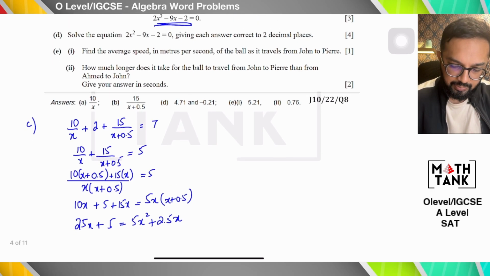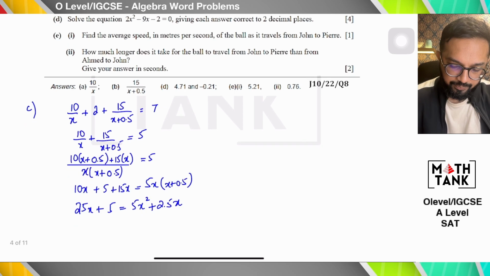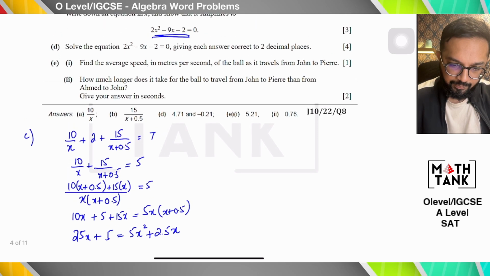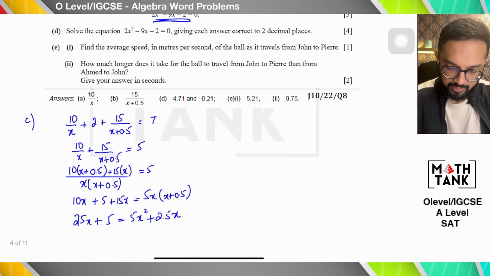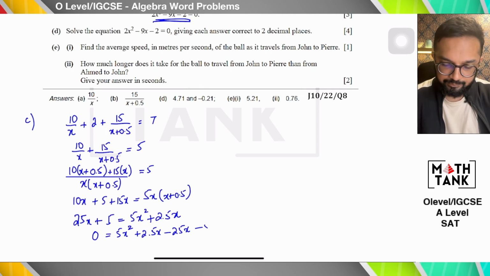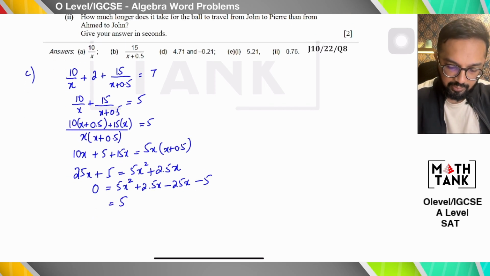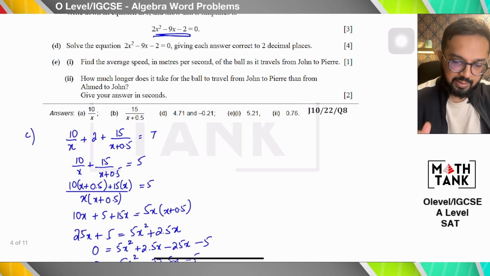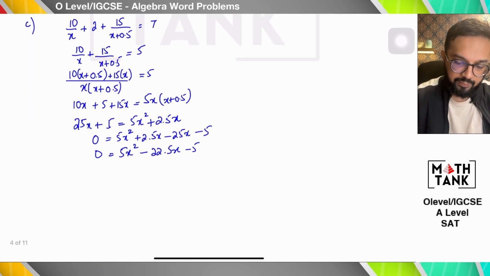Seems a bit odd, but let's try that out. Okay, so 5x squared plus 2.5x minus 25x plus, sorry, minus 5. 5x squared minus 22.5x equals 0. Now the problem is that I need a 2 here and I have a 5 here.